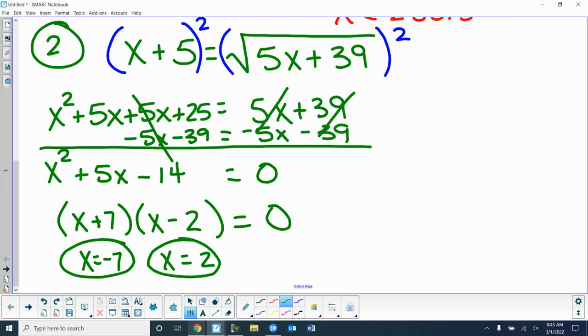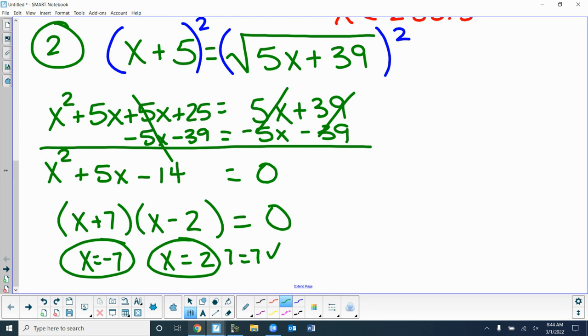But we're supposed to check our answers, especially when we have quadratics, right? So let's put the 2 in. What's 5 times 2? Plus 39. What's the square root of 49? 7. What's 2 plus 5? Is that true? Yeah, so that's a good answer.